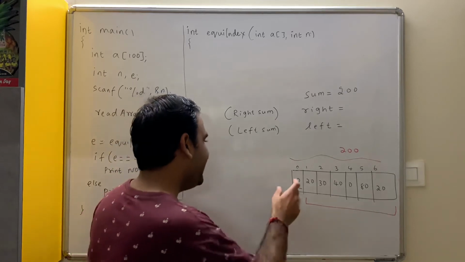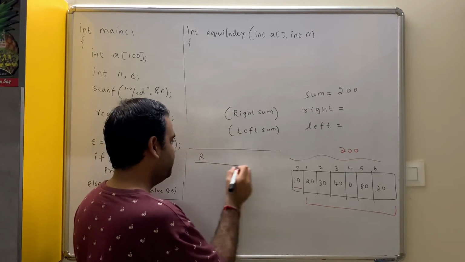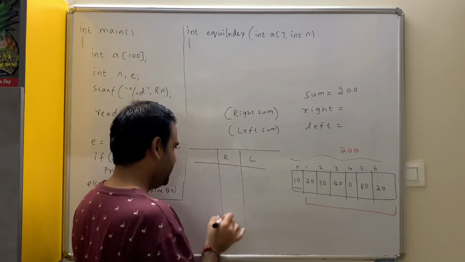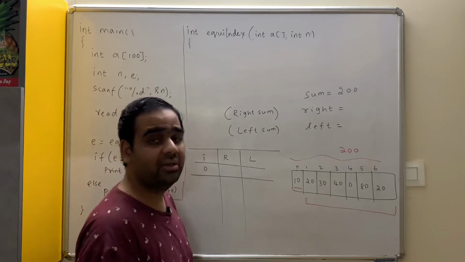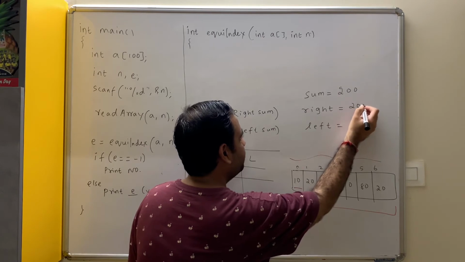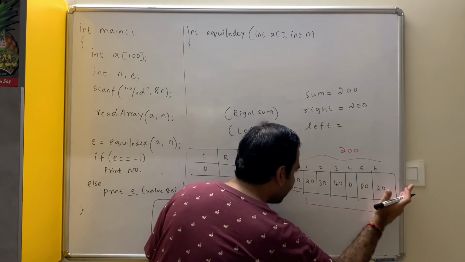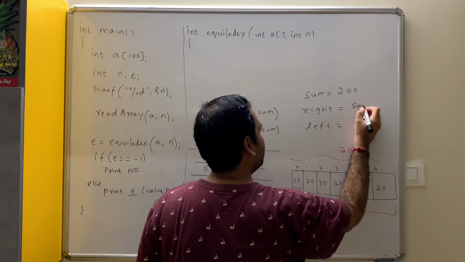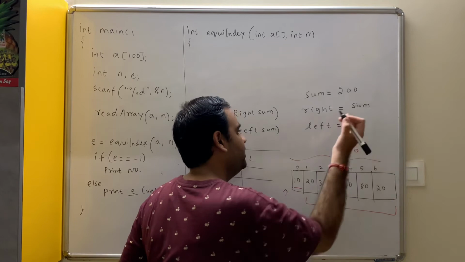Therefore, at index 0, let me write it this way: right sum and left sum at index 0. How do you get the right sum? Initially, the right sum should be 200, because we assume that we are at this point and this complete array is on the right. Therefore, right is equal to sum, and it becomes 200. And what is the left sum initially? The left sum is 0 initially.